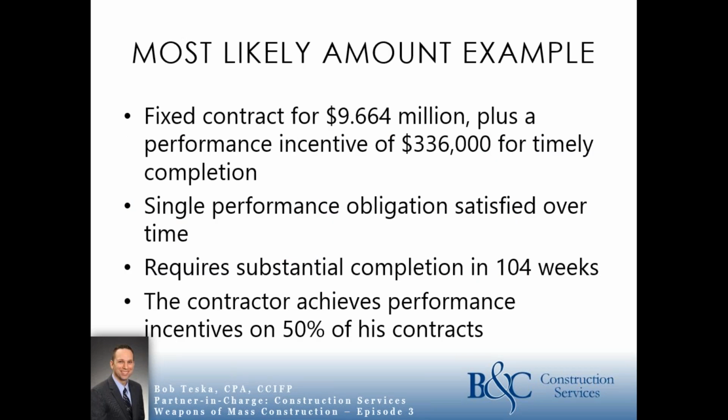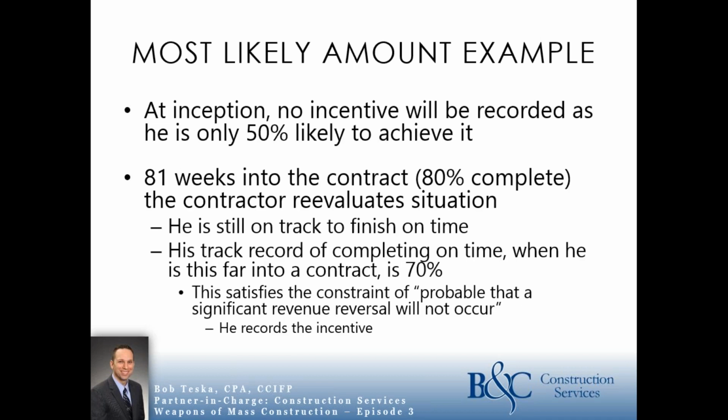All right. So the most likely amount method example. This is the binary, the yes-no situation. In this situation, we've got a fixed contract for $9.664 million plus a performance incentive of $336,000 for timely completion. Again, it's one performance obligation. It requires substantial completion in 104 weeks. And then the contractor achieves his performance incentive 50% of the time on his contracts. That's his historical track record. So because of that, at inception, no performance incentive is going to be recorded. He's going to put that contract on his work in process schedule at $9.664 million.